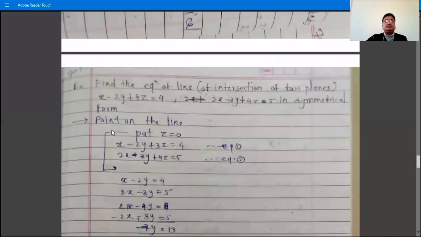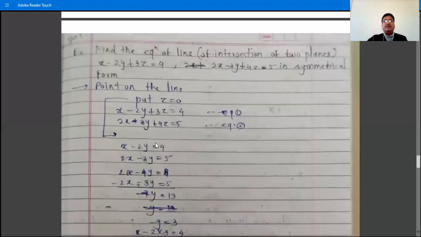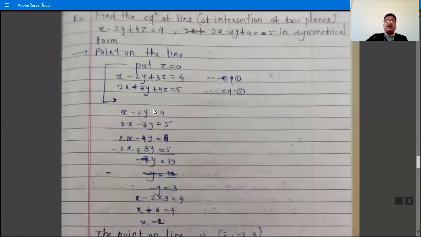So we will find the first point on the line. How can we find the point on the line? Put z is equal to 0 in these 2 equations, equation number 1 and equation number 2. Suppose these 2 equations are numbered 1 and 2, then put z is equal to 0. So this is the procedure to obtain the point on the line. Put z is equal to 0. Therefore x minus 2y is equal to 4.